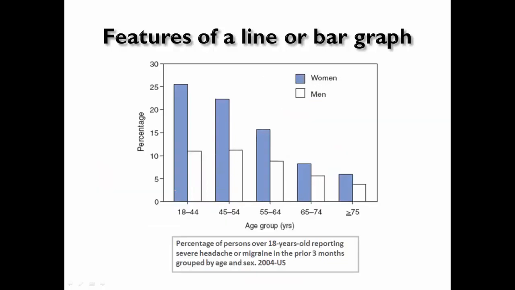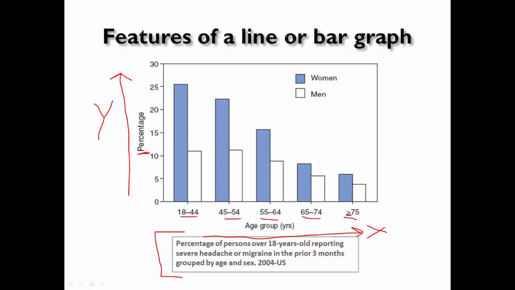So then if we move on to the bar graph, we can identify the features here. Here is our title. Here's our x-axis, here's our y-axis, and in this one it tells us the units. So this one is percentage, so 10%, 20%, 30%, and then this is groups of years, so how old people are. And then the key is here. It's telling us the blue bars are women and the white bars are men.